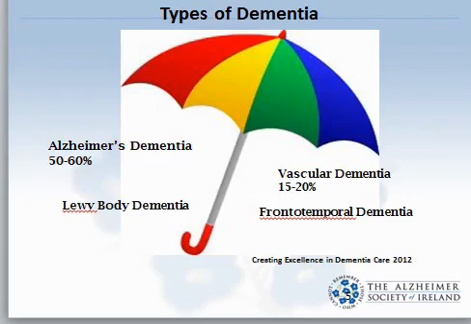Alzheimer's dementia is the most common type of dementia in Ireland. 50 to 60% of all cases of dementia in Ireland relate to Alzheimer's. Vascular dementia is probably the second highest form of dementia in Ireland, according to the statistics from 2012. It accounts for between 15 and 20% of all dementias. Less frequent is Lewy body and frontotemporal dementia, and we've already had some videos earlier in this session looking at each of those and the particular characteristics of them.